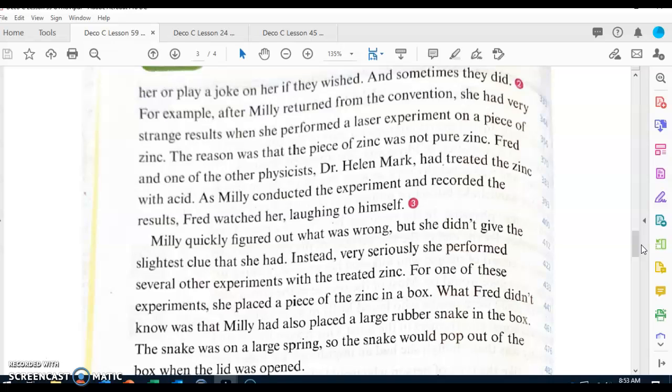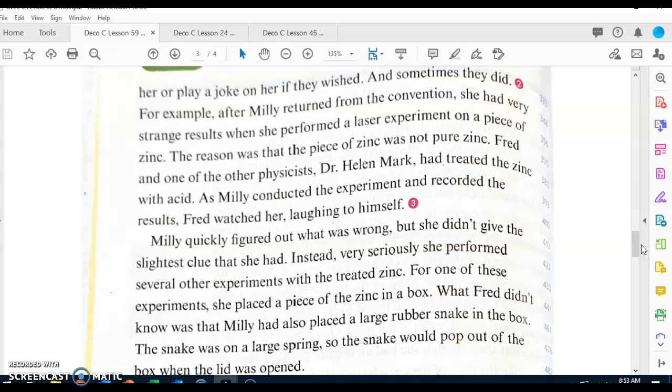Fred and one of the other physicists, Dr. Helen Mark, had treated the zinc with acid. As Millie conducted the experiment and recorded the results, Fred watched her, laughing to himself. Millie quickly figured out what was wrong, but she didn't give the slightest clue that she had. Instead, very seriously, she performed several other experiments with the treated zinc.